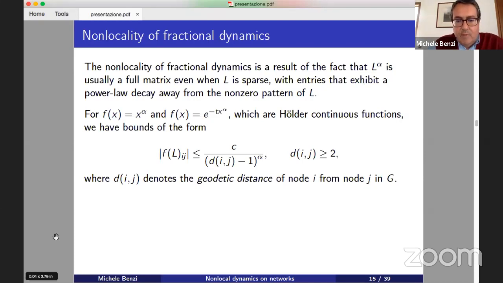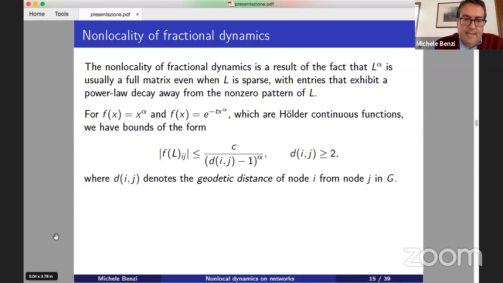However, we can do something more than that. We can actually quantify the size of the entries, assuming that the matrix L is sparse. For simplicity, you can think of the case where L is a banded matrix, even tridiagonal if you like. But everything that I'm going to say can be generalized to more general sparsity patterns.